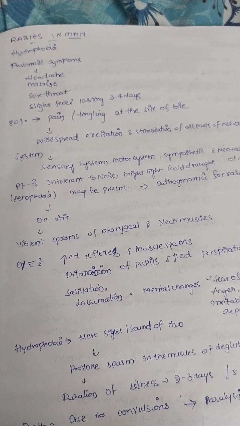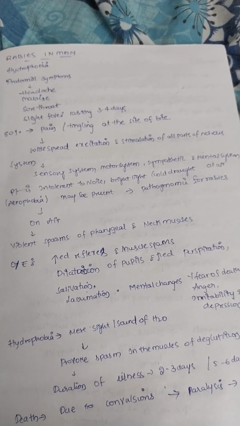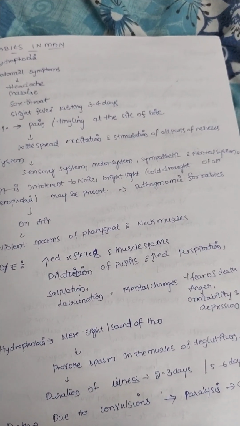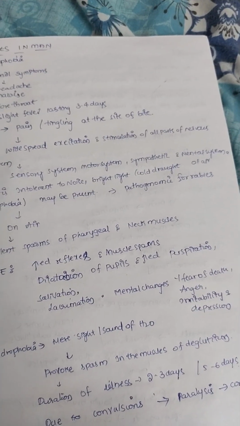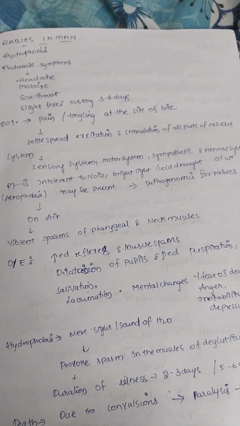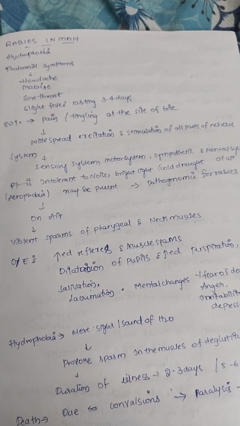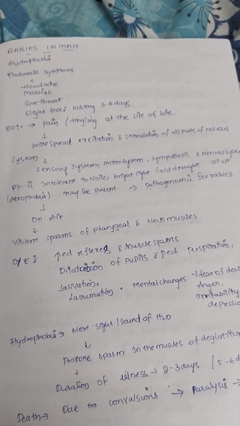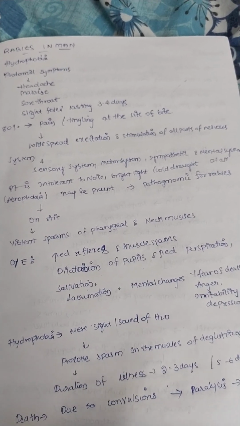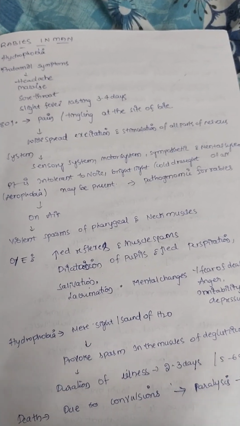Widespread excitation and stimulation of all the parts of the nervous system, sensory system, motor system, sympathetic and mental system, everything is involved. The patient is intolerant to noise. He can't bear even slight noise, mild light, or any air if it is present. Severe muscle spasms will be seen. These are the pathognomonic features of rabies.